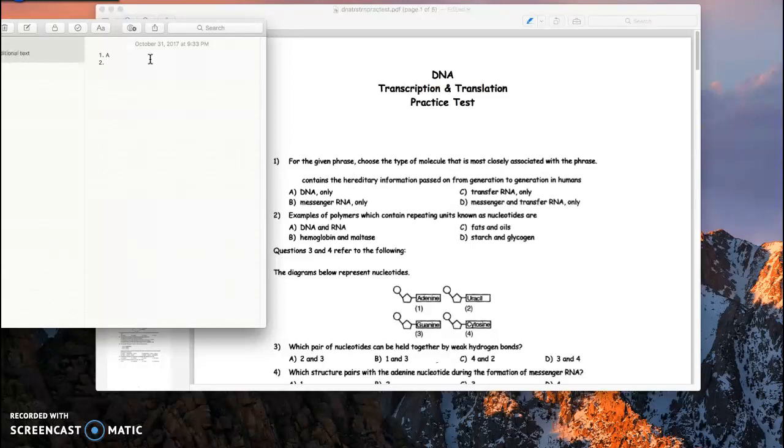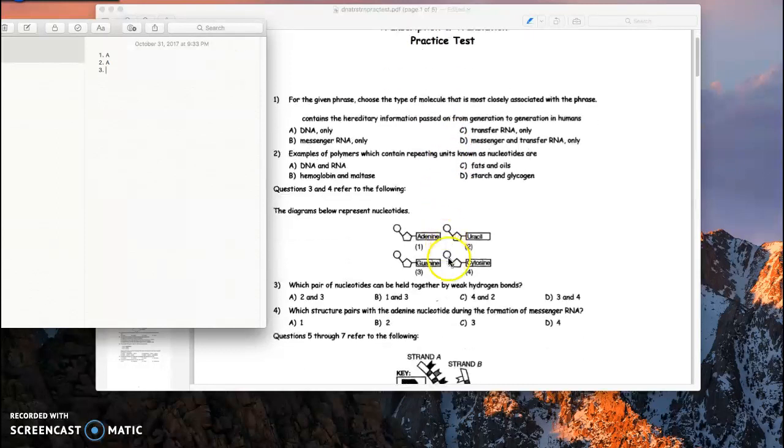Messenger RNA is responsible for carrying the message of how to make proteins from the nucleus to the ribosome. tRNA is in charge of helping the ribosome read that message and bring amino acids that are coded for by the individual codons. So examples of polymers which contain repeating units known as nucleotides are, again, A, DNA and RNA. Anytime that you see nucleo or nuc, you're going to think nucleic acid, DNA and RNA, which stand for deoxyribonucleic acid and ribonucleic acid.